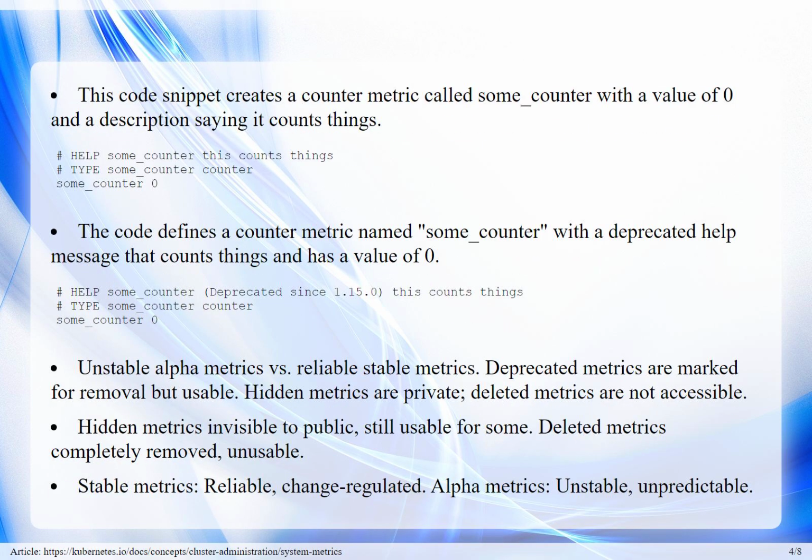Stable metrics assure no modification or deletion except with careful deprecation processes. Changes are strictly regulated. In contrast, unstable metrics can fluctuate without notice. To ensure smooth systems, users lean on stable metrics to avoid disruptions and potential pitfalls associated with the unpredictable nature of alpha metrics.